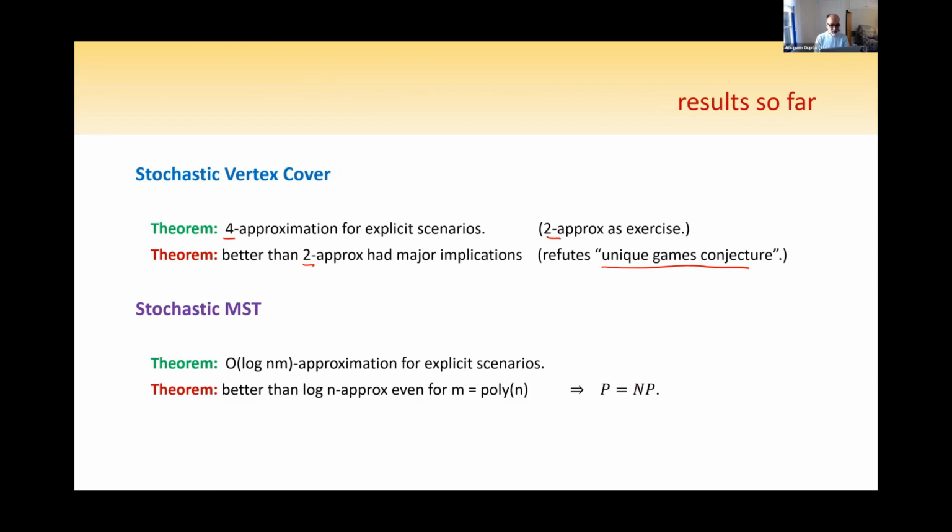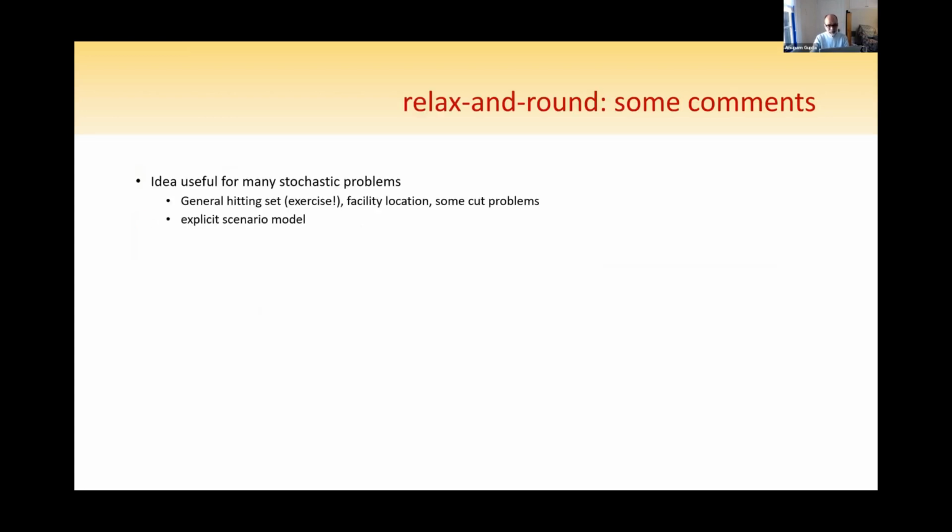For stochastic MST, we have a logarithmic approximation for explicit scenarios. Better than log n would mean P equals NP, so that's not possible. I don't believe that's possible, but we'll see. So we seem to have the right answers for these 2 problems, at least up to constants for this one. And both of them use this relax and round framework.